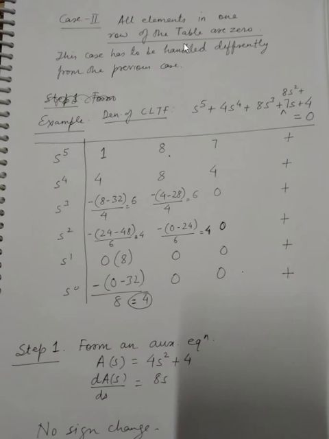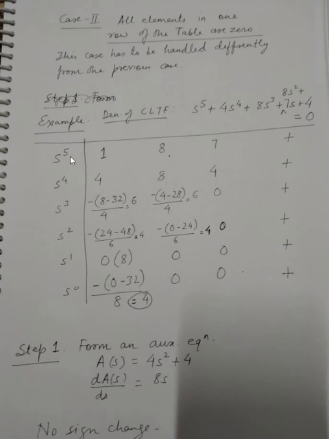So again, how to handle it? Again, I'll be explaining by example rather than writing down the method. Let's say the denominator of a closed loop transfer function is s to the power 5, 4s to the power 4, 8s cube, 8s square, 7s plus 4 equal to 0. I have taken these examples from some book only. You will find them also.